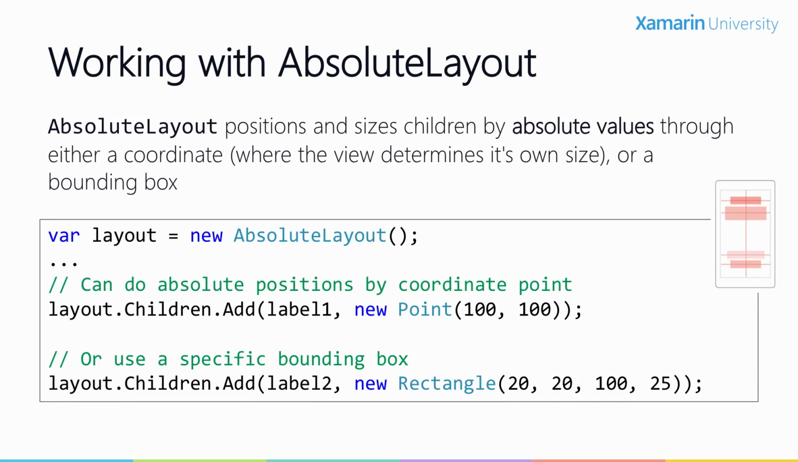Now here's absolute layout. That's the final one that we're going to discuss. This allows for 2 approaches. I mentioned that before. First, it supports these absolute positions using units that will be translated into whatever the platform uses. And you can specify it through a point and let the child view decide the size, or you can specify a bounding box that specifies both position and size. So there's an overridden form of the add method, and you see this here as an example. We can either set the position or the entire rectangle.